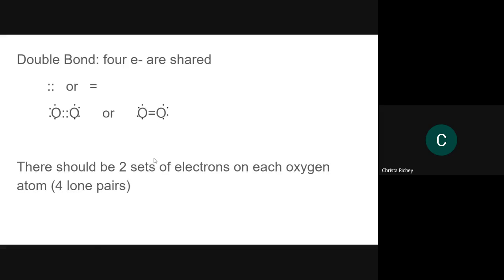Okay, so there should be 2 sets of electrons on each oxygen atom, 4 lone pairs, right? So 1, 2, 3, 4 total lone pairs. Then there are the 2 sets in between that are being shared. You guys have that on the paper? Triple bond. We have 6 electrons that are shared.